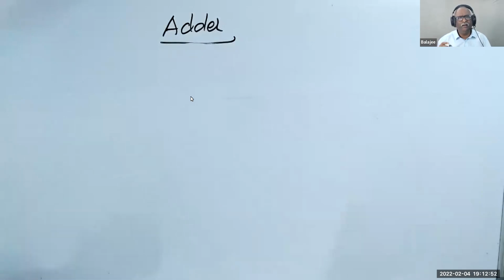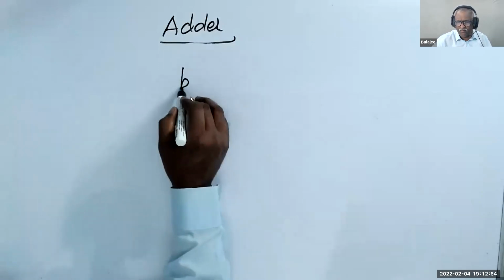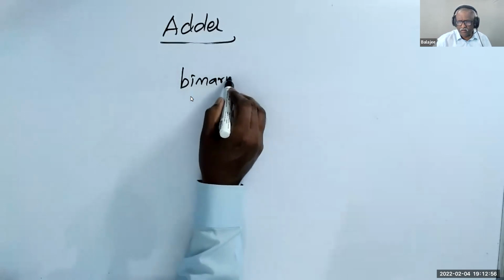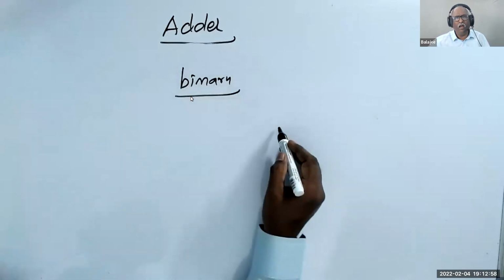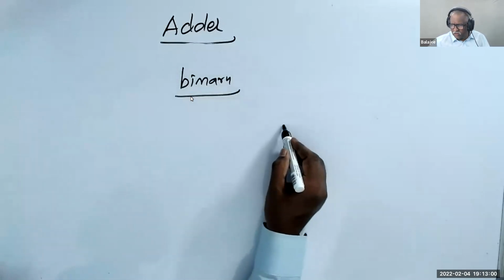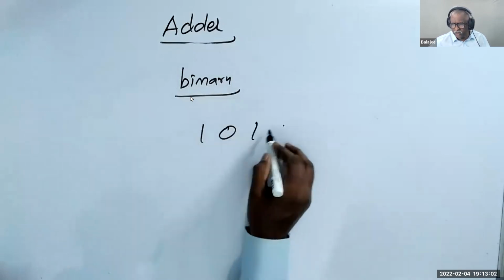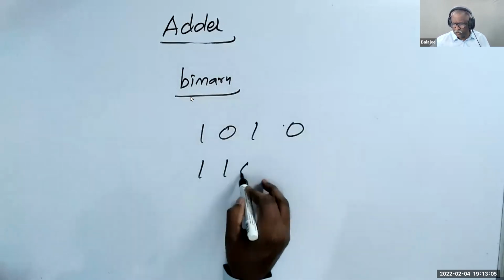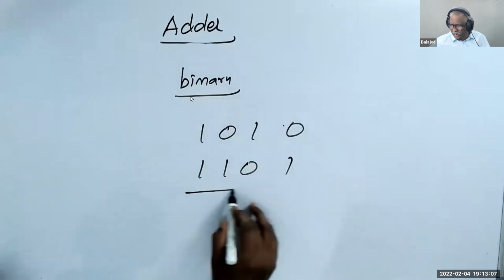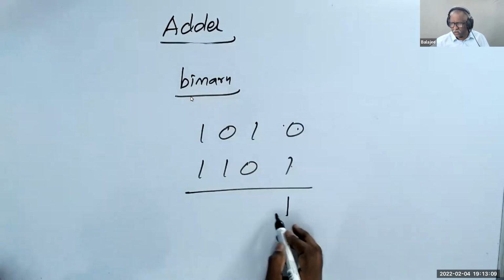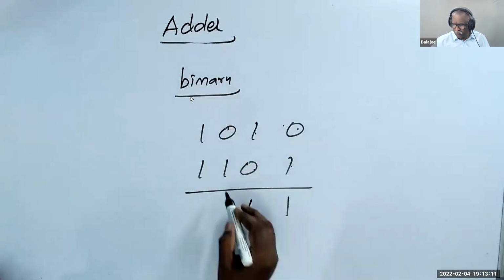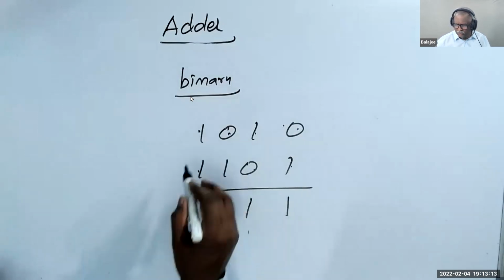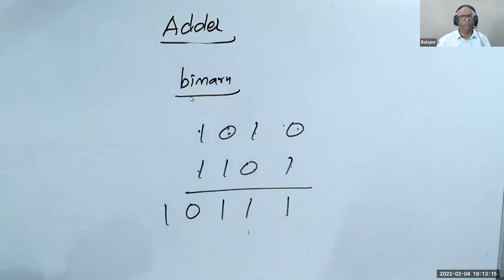Now, let us go to binary. In binary, I add 1, 0, 1, 1 and 1, 1, 0, 1. It's all 0s and 1s only. You are adding 1 plus 0 is 1. 1 plus 0 is 1. 1 plus 0 is 1. 1 plus 1 is 1, 0. Am I right? This is very simple.